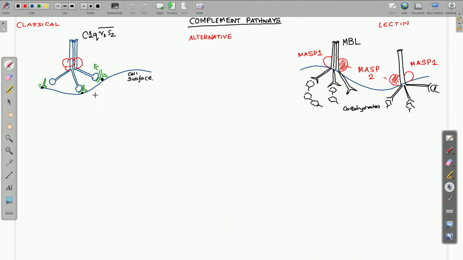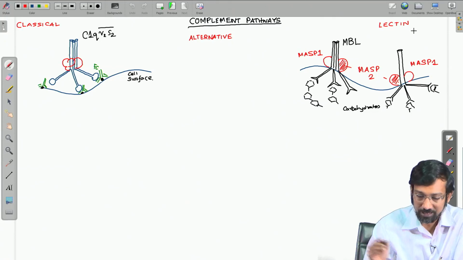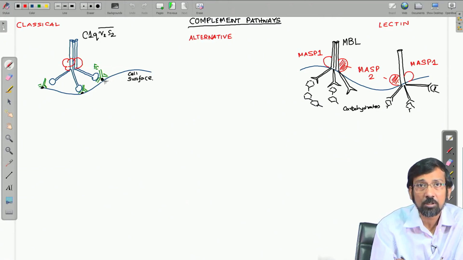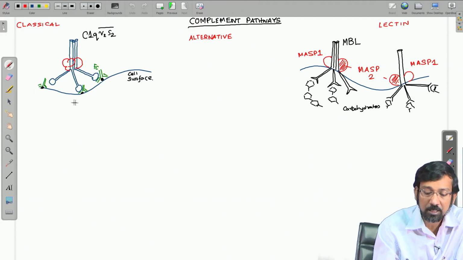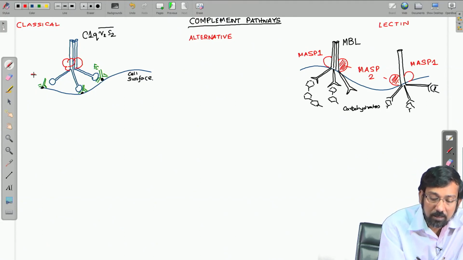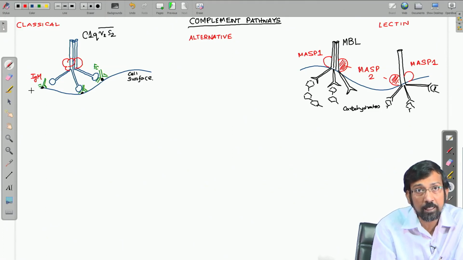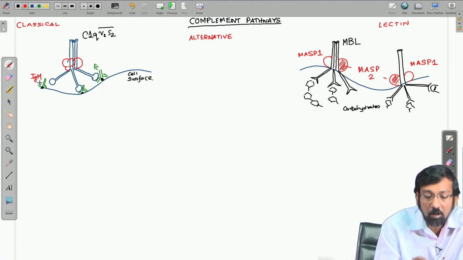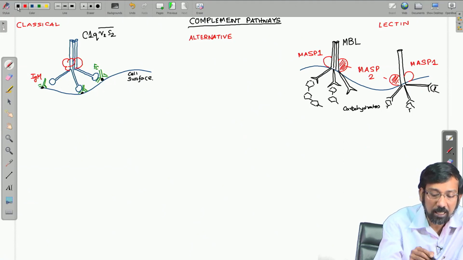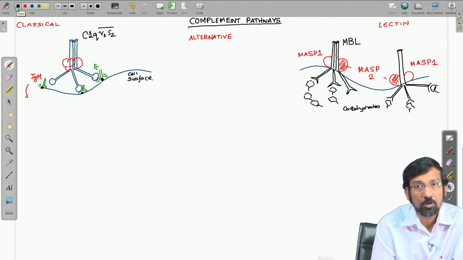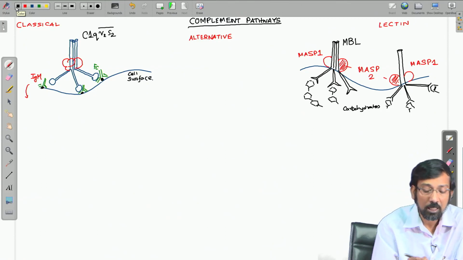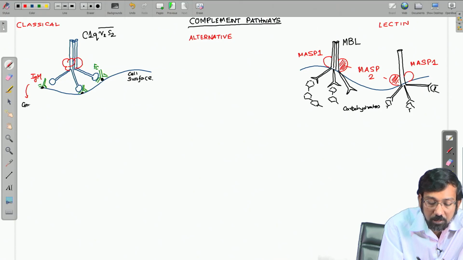Starting from here, if you look at this picture, we have the classical pathway, the alternative pathway and the lectin pathway. Let us consider this portion to be the cell surface, where the antigen is bound to the antibodies, primarily the IgM, the immunoglobulin M. Now, when the IgM binds to the corresponding antigen on the surface of the pathogen or the bacterium, that leads to a conformational change.